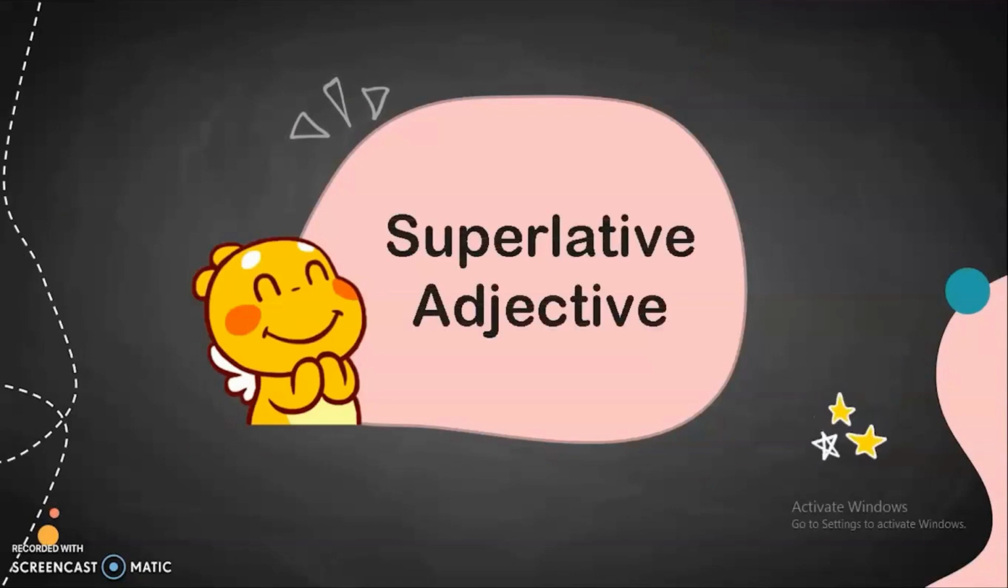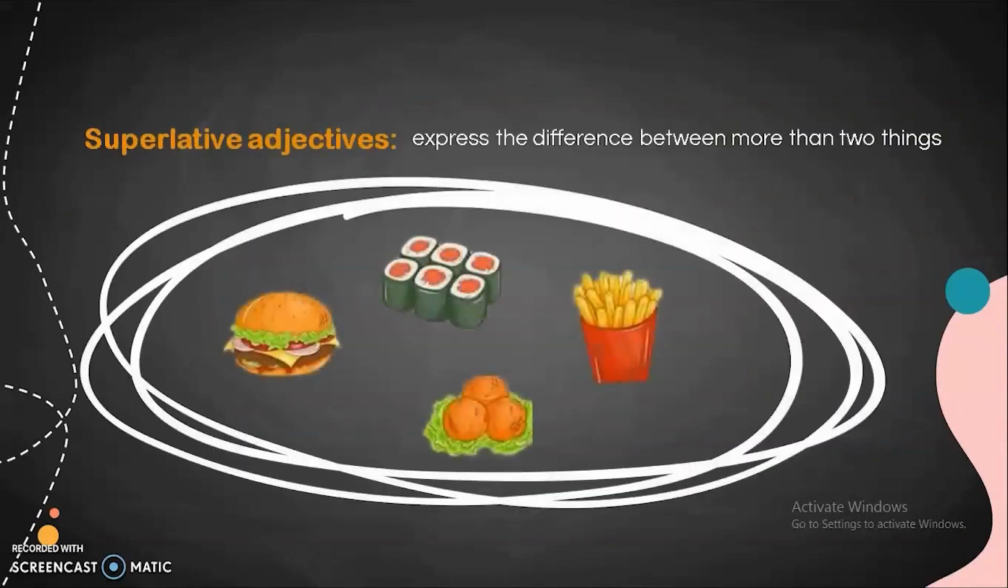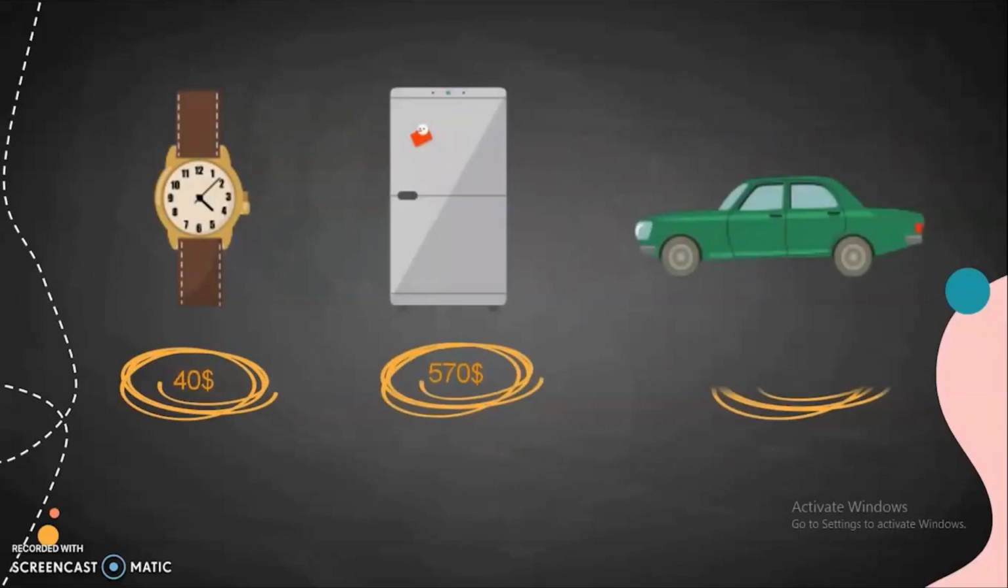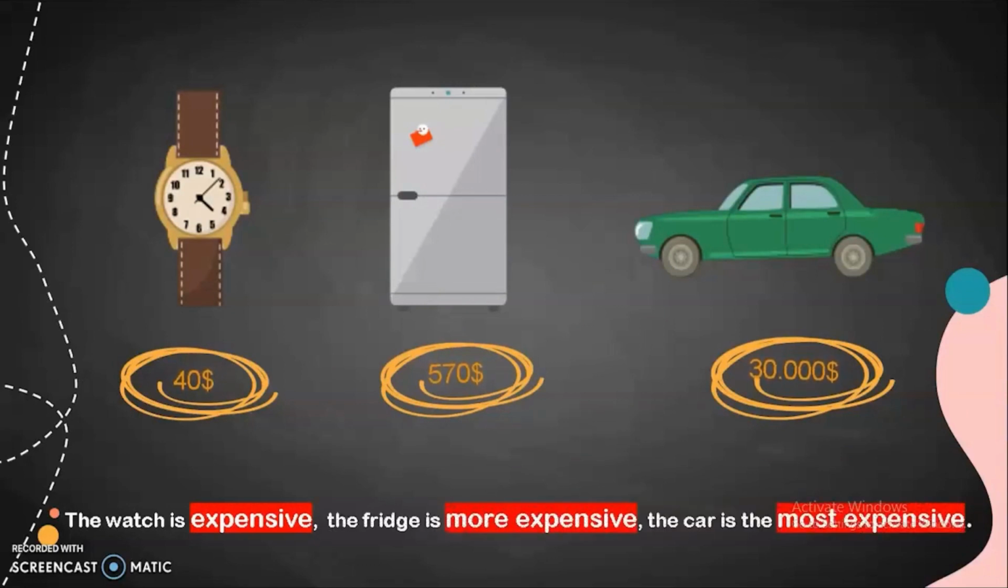The next is the superlative adjective. We use superlative adjectives to compare three or more people, places, or things. Superlatives tell us how one noun is different from the rest. For example, the watch is expensive. The fridge is more expensive, but the car is the most expensive.